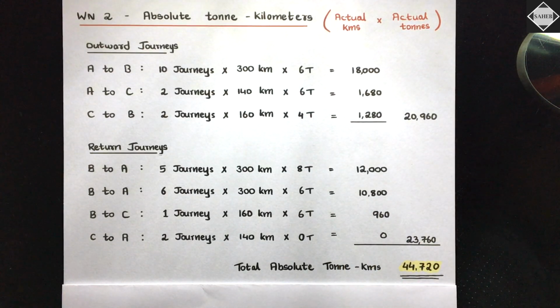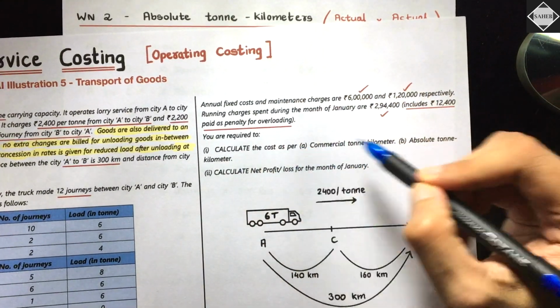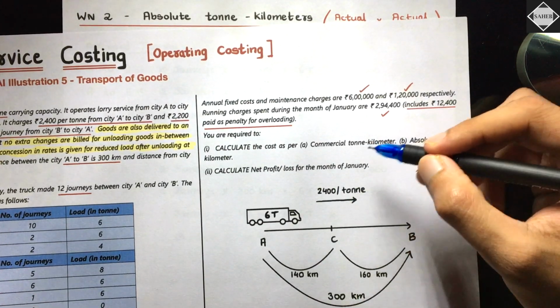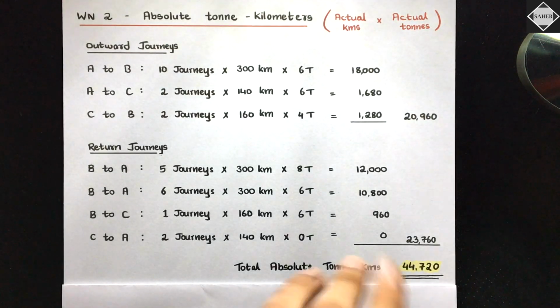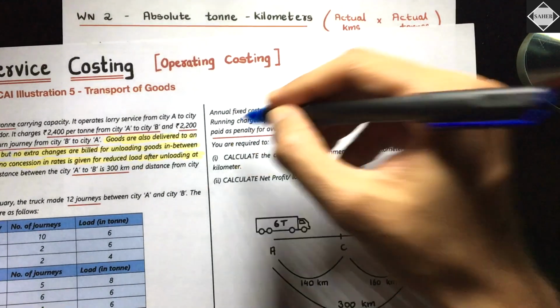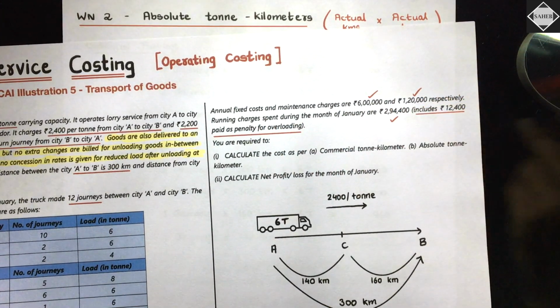Simple and straightforward. So you understood now what you have done. You have not calculated cost. You have not calculated cost as per commercial ton or absolute ton. You have just calculated denominator, commercial ton and absolute ton kilometer. Now what you have to do, prepare the operating cost sheet. It's very simple now to prepare the operating cost sheet. Is it difficult? No, it's not difficult at all. Just see the question. They have given you in the question itself annual fixed cost, maintenance charges, and then running charges. Yeah, so simple it is.